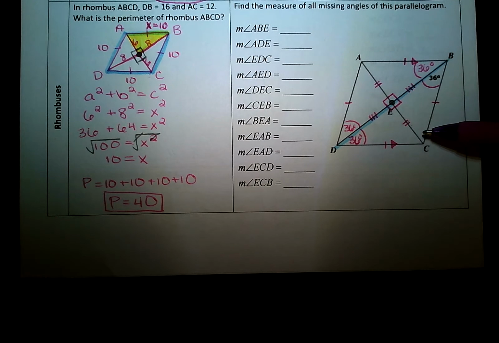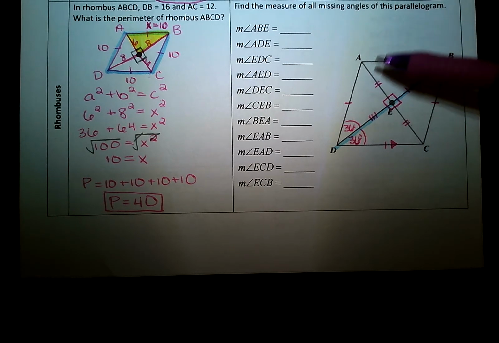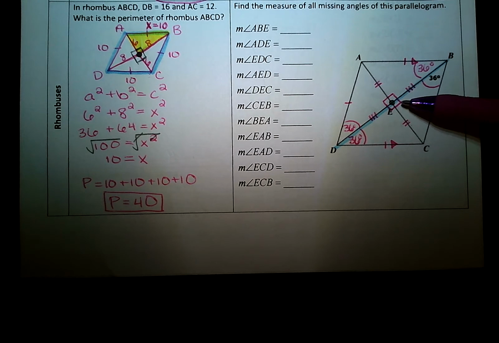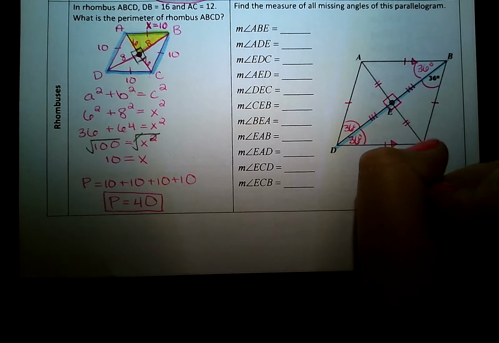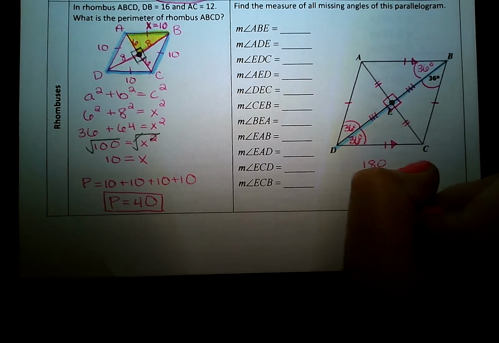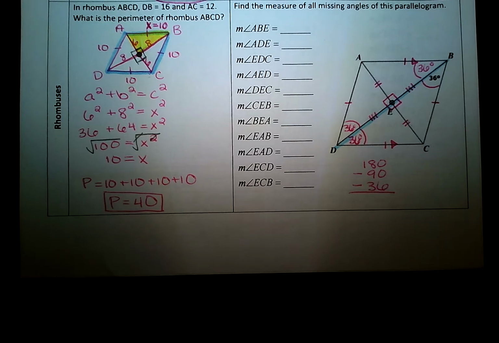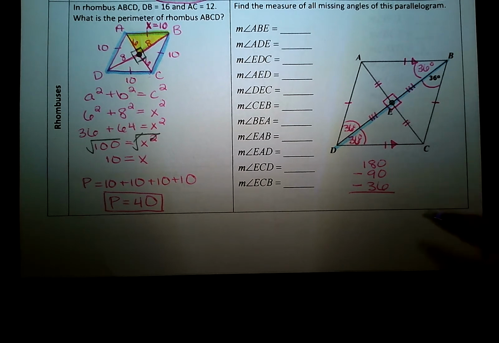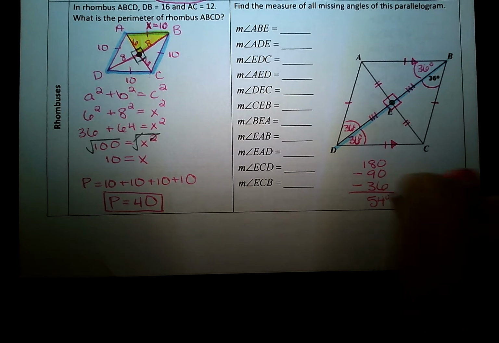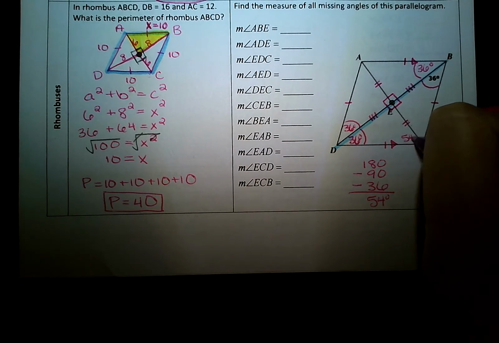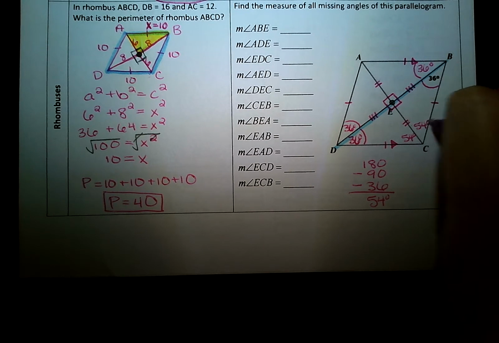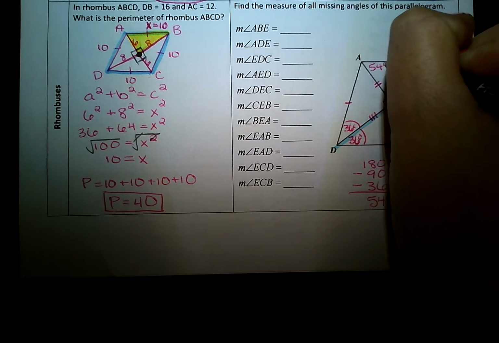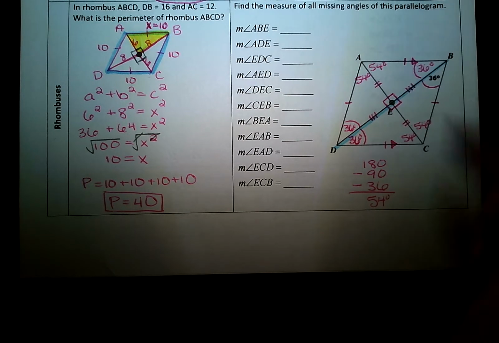Now I just need to find the 3rd angle in each of these triangles. In each triangle, we've used 90 degrees and 36 degrees. We know that triangles add up to 180 degrees. So if we subtract away the 2 angles that were given, we'll find our 3rd angle. 180 minus 90 minus 36 leaves me with 54 degrees. And this 54 degrees is for each of the angles that's left over, because all 4 triangles are congruent to each other.